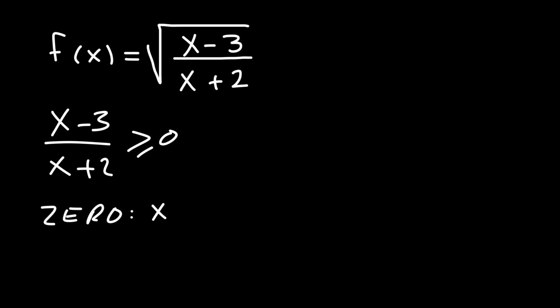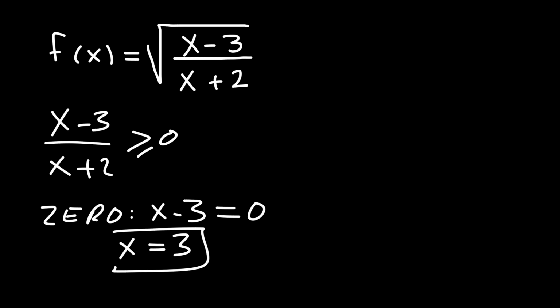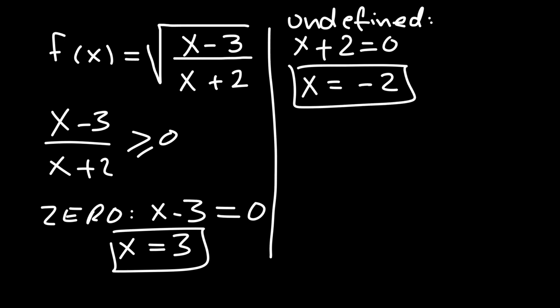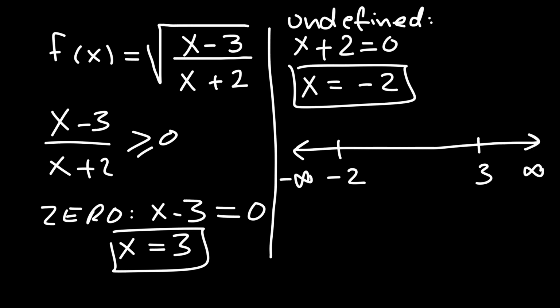So let us start with the values that make the fraction 0. Then we have to set x minus 3 equal to 0. So now we have to solve for x. x will be 3. Our function will be undefined when we set the denominator x plus 2 equal to 0. So in this case, x equals minus 2. Now we will have to draw a number line and plug in our values, which are x equals 3 and x equals negative 2. Here we have negative 2, and here we have a 3. This is infinity, negative infinity.